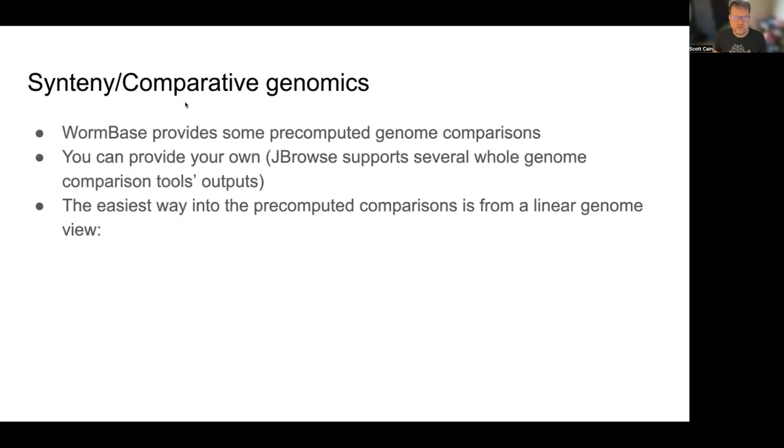So JBrowse 2 can do synteny and comparative genomics. Basically, WormBase provides some pre-computed genome comparisons. I'll show you how you can get to those, but you can also provide your own. JBrowse supports several whole genome comparison tools' outputs. So there's a good chance if you're doing a whole genome comparison, you can probably take that data and visualize it in JBrowse 2.